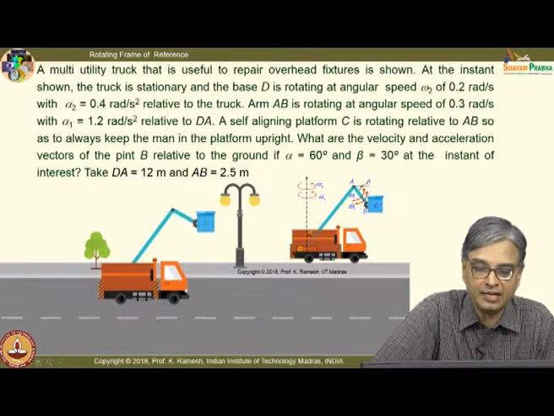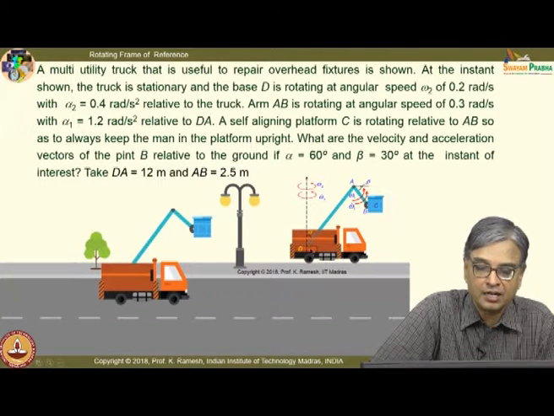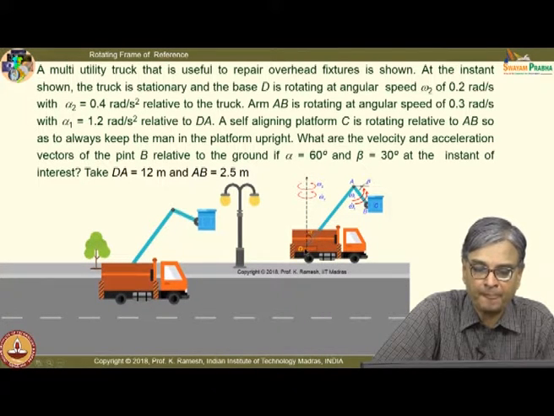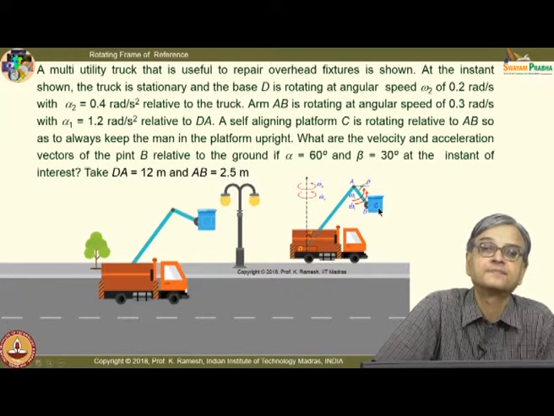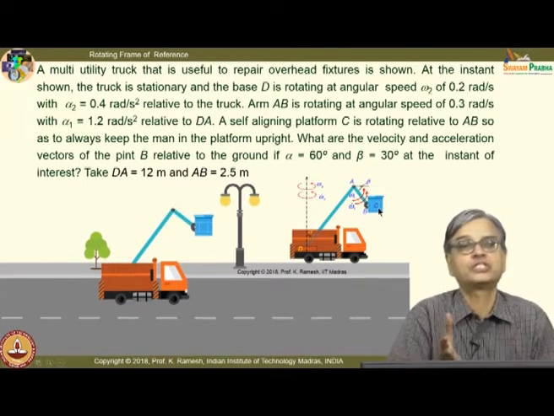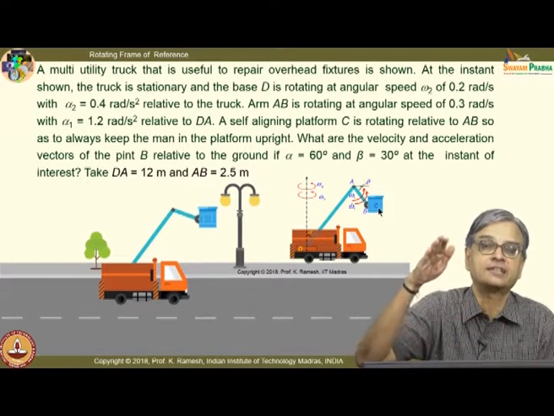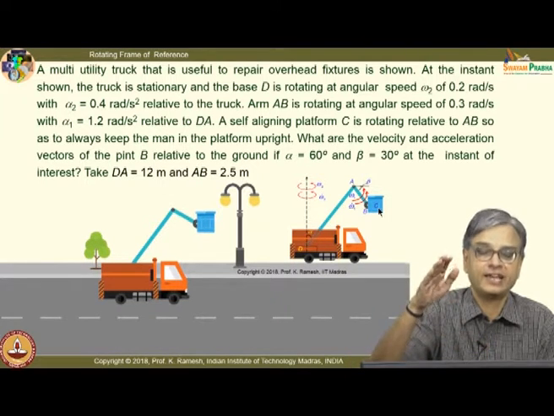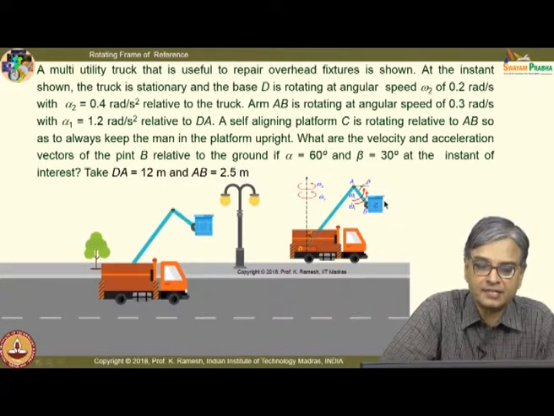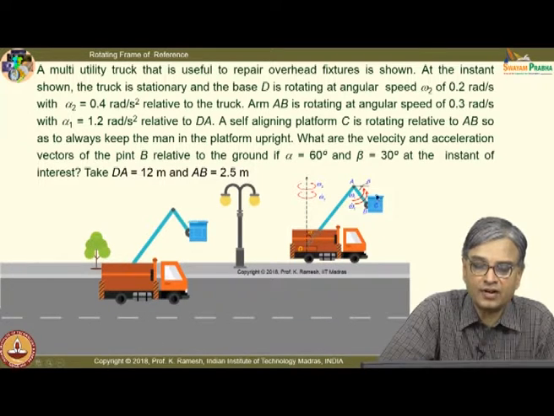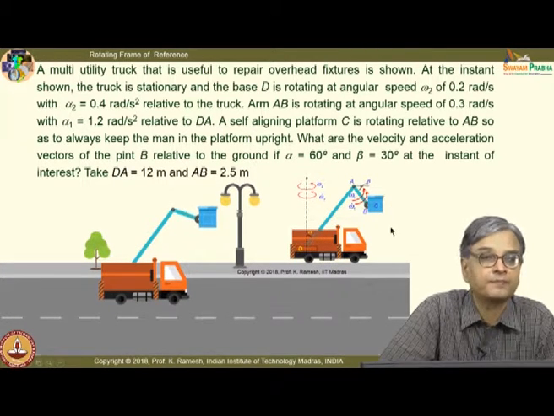I have labeled the different parts of this here. This is the base D. I have an arm here. I have labeled this as A, I have labeled this as B, and I have a platform attached at C. And the platform is self-aligning. Whenever the arm has a motion like this, it will self-align itself, so that the person standing here will remain horizontal and is in a position to do the job.